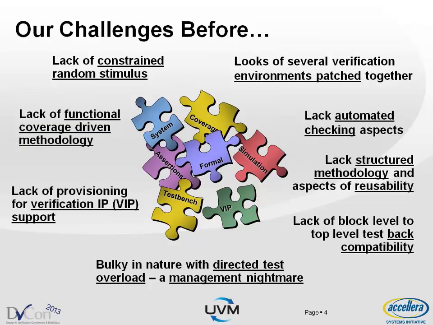Some of the challenges that we had before: a lot of the verification environments that we were using lacked constrained random stimulus generation. They looked as if we were using patched environments together, and there was no uniformity across any verification environment we were using. There was no functional coverage driven methodology. We didn't have automated checking in place.